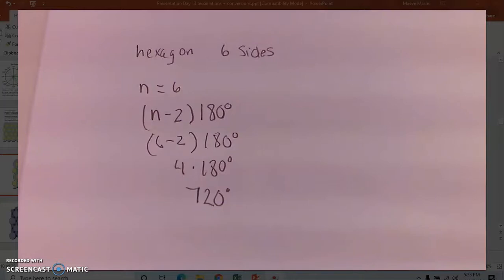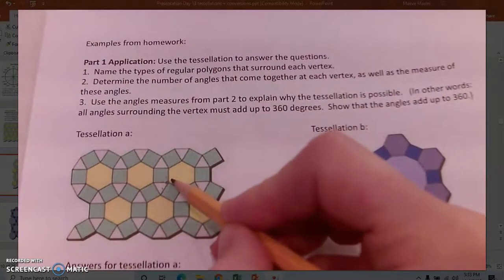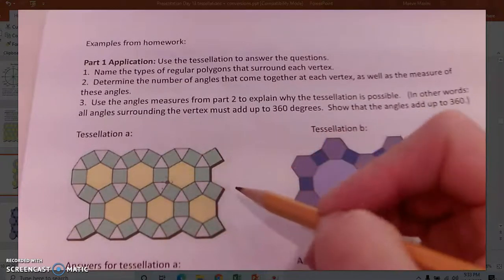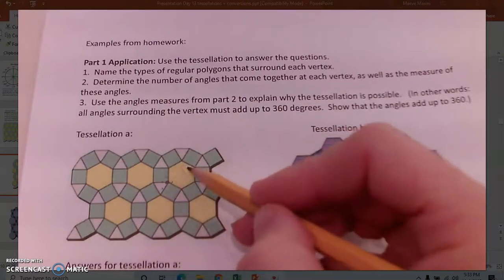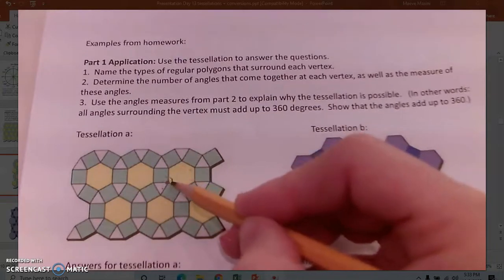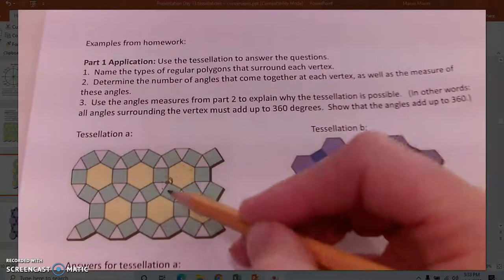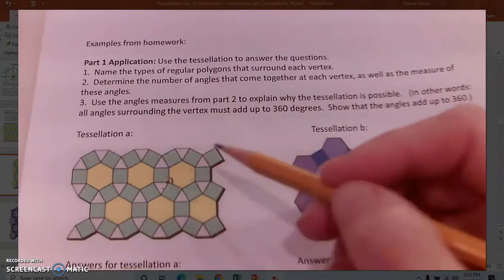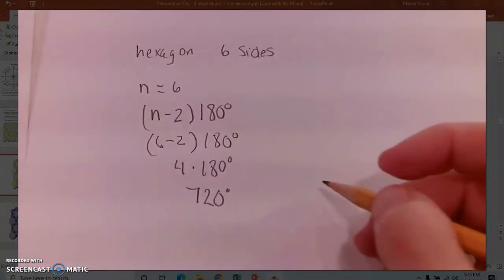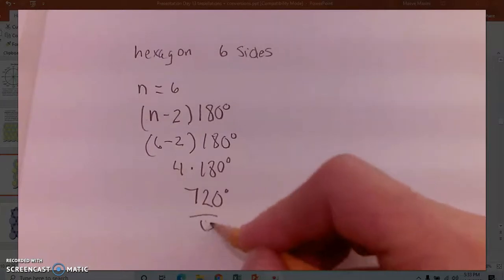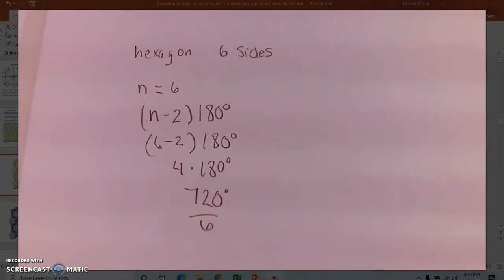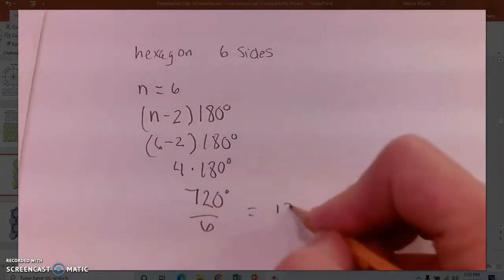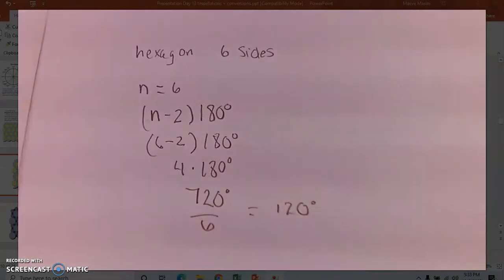But what I'm looking for, though, is what is the angle, that one specific angle here. Now, what I just found was the sum of all of these angles in the hexagon, but I just want this one, and they're all equal because it's a regular hexagon. So I can just take this 720 and divide it by 6, because I have 6 equal angles. Put it in the calculator. I get 120. So that's going to be one of my angle measures coming together.